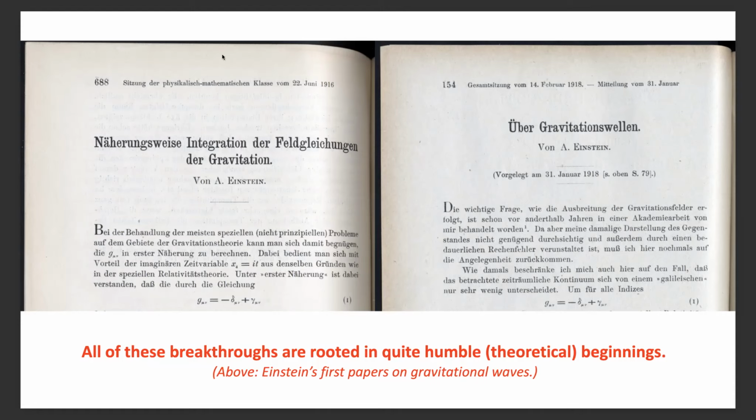I'm not sure if anybody here reads German, but this first paper translates to approximate integration of the Einstein field equations, whereas the second paper was really where he talked about gravitational waves. But as you can see here, this was in 1918.